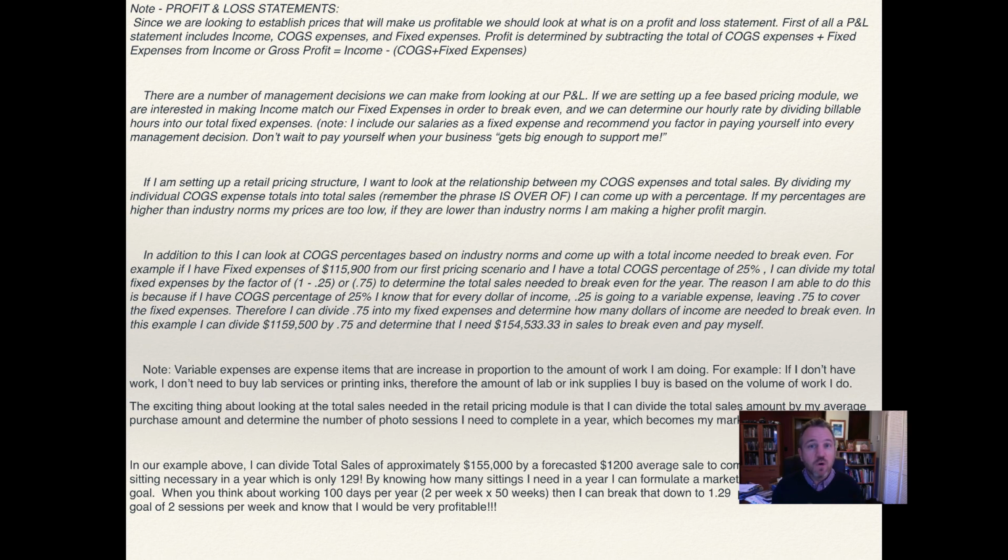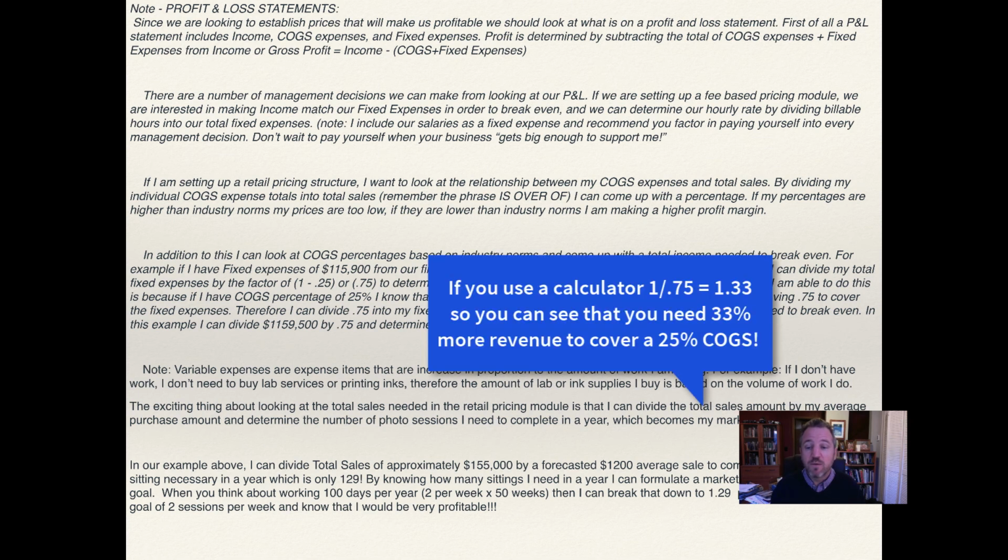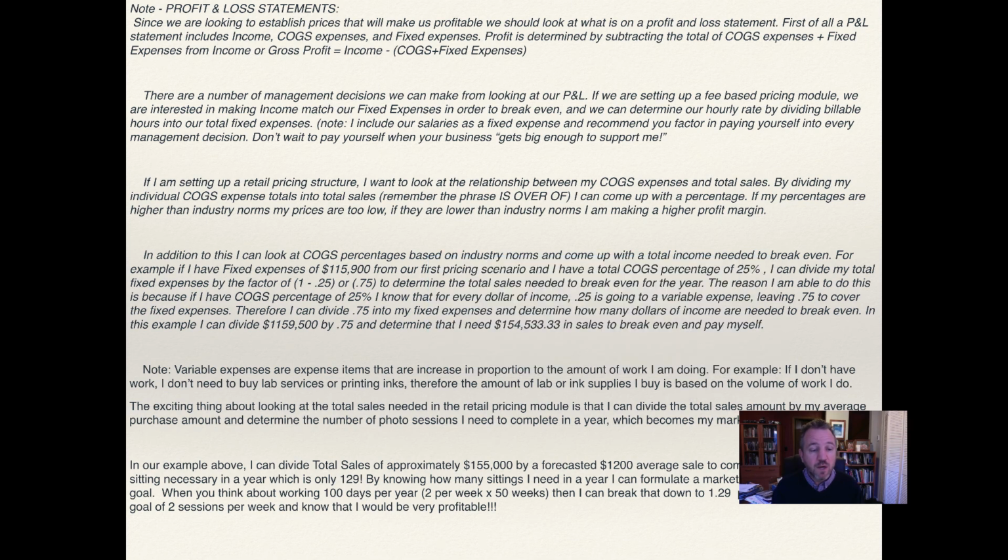So if I had no cost of goods sold, I'd be dollar for dollar, $1 over $1 would be equal to $1. However, when I have a dollar divided by only 75 cents of each dollar coming in for revenue, well then I need to generate more revenue. I need to generate a factor of 1.25, or 25% more revenue, so I need $1.25. In this scenario, you can see that we've divided 115,950 by a factor of 0.75 and determine that we need actual gross sales of $154,533 in sales to break even.